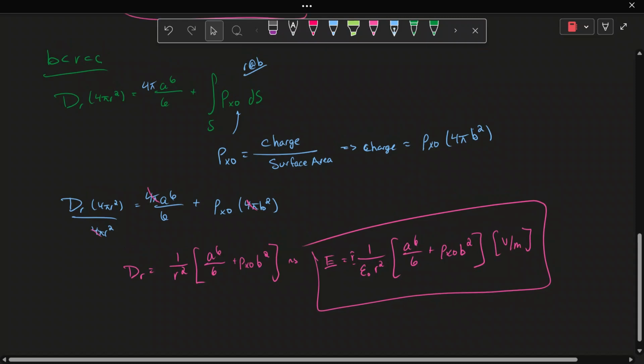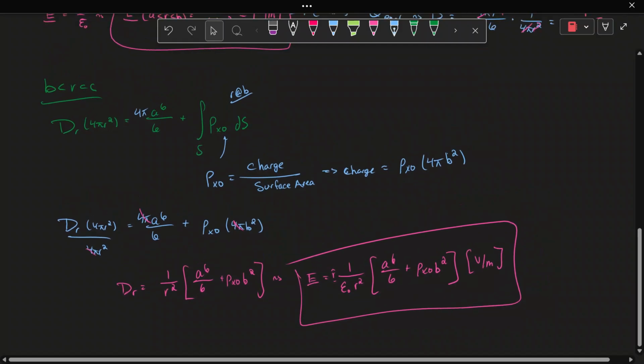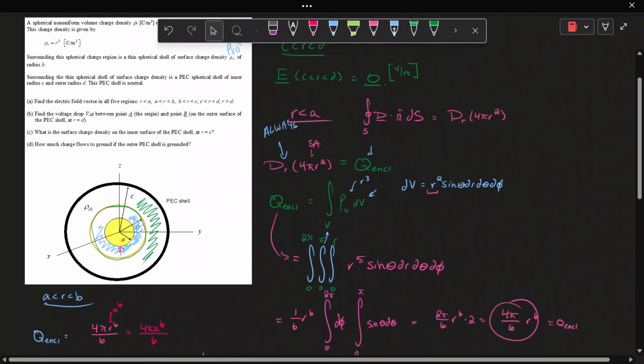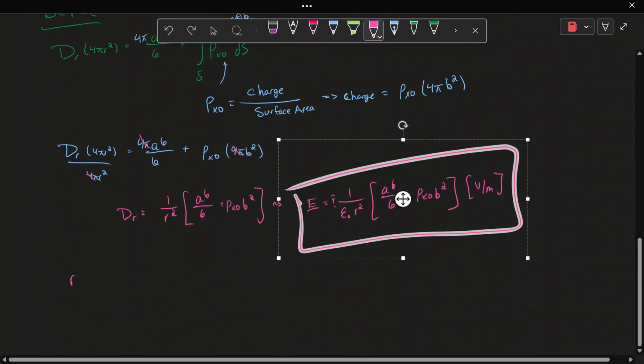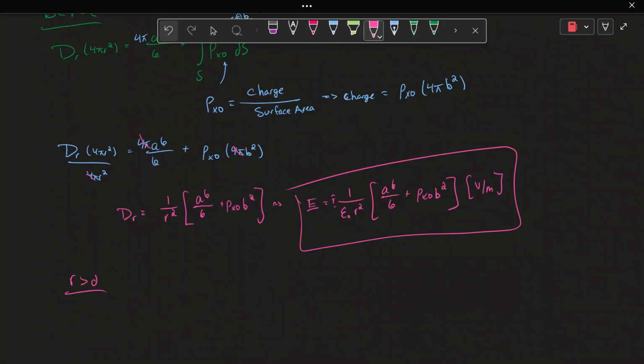Hopefully this made sense. There aren't too many steps to this, but the underlying principle needs to be there. You have to know the knowledge and the background to be able to do this. Now, what is next? We've done B to C. So C to D we've already done. Remember, it's 0 because we're inside of a PEC shell. Now, R greater than D. Now, this one is actually going to be kind of easy, mostly because it's going to be the same as B is less than R is less than C, the one we just did.